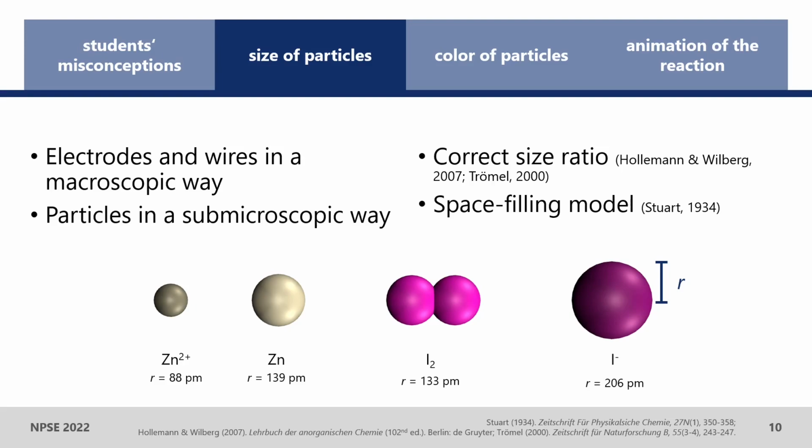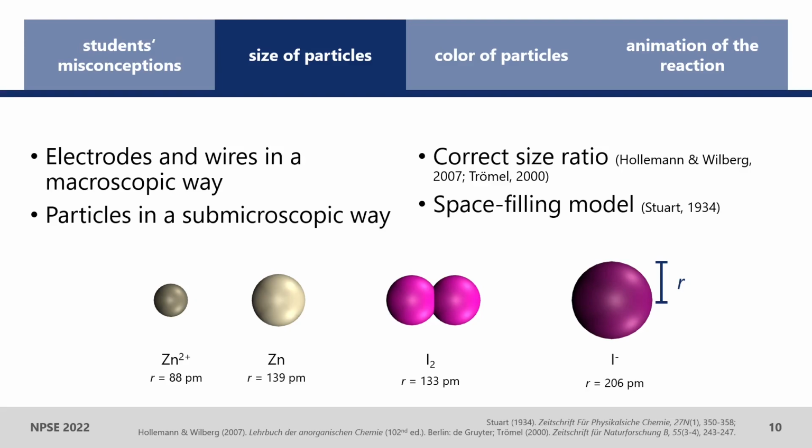While the particles are shown in a space-filling model, objects like wires and electrodes are displayed in a microscopic way, and the electrons are only represented via text. This results in a mixture of different levels of representation, which was inevitable if the visualization should stay simple. To keep the animation simple, the formation of polyiodides is not shown.